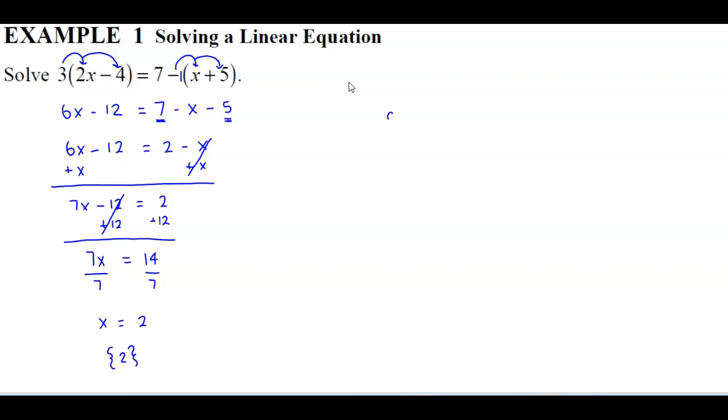Now, if we wanted to check to make sure we are correct, we would substitute this number of 2 back into the original problem. So if we said 3 times (2 times 2 minus 4), we want to check and see if it would match on the right side of the equation. So we have 7 minus (2 plus 5). Now we're going to go ahead with order of operations.